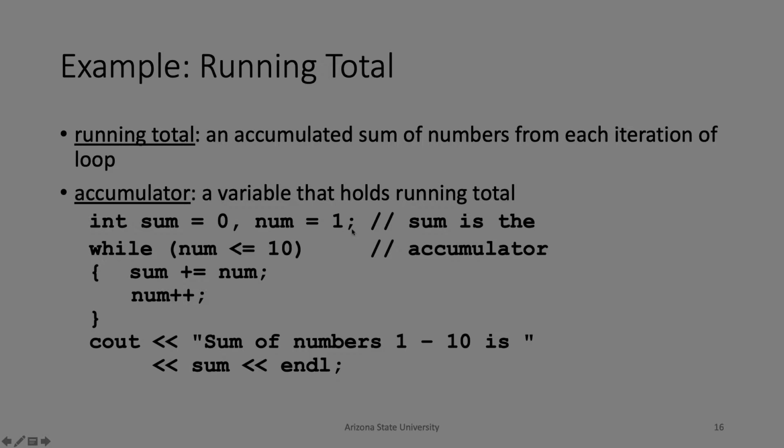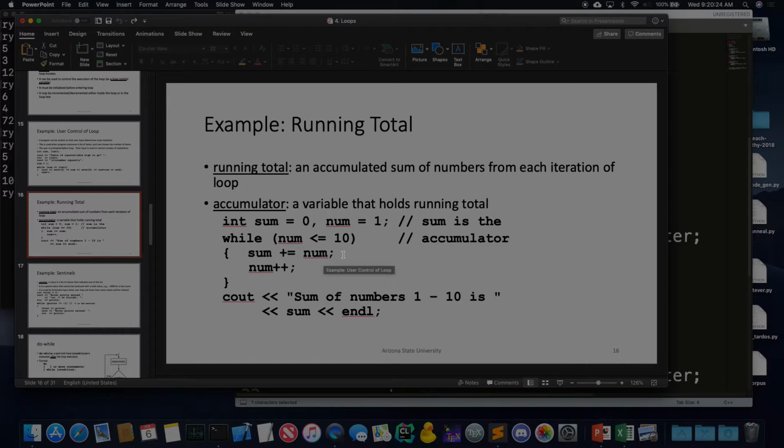Then we set num to 1 here. I'll revisit that in a second. So while num is less than or equal to 10, we add num onto the sum. So plus equals, have we covered plus equals before? Okay. It's another shorthand. The way that sum plus equals num is the same thing as doing this.